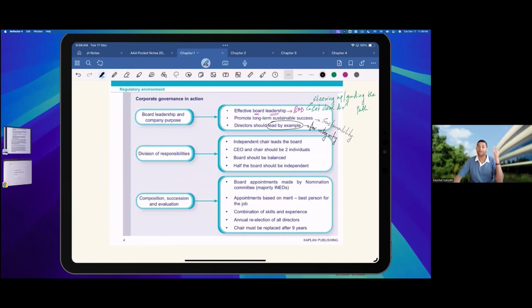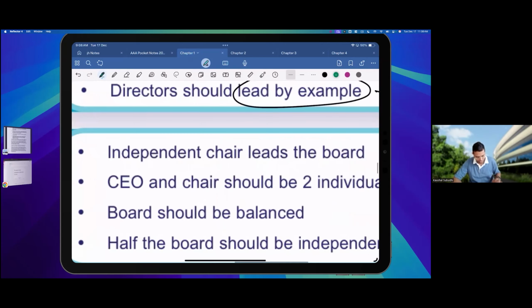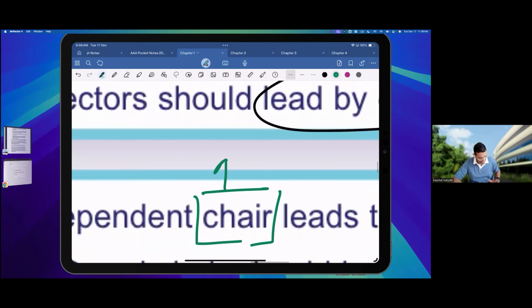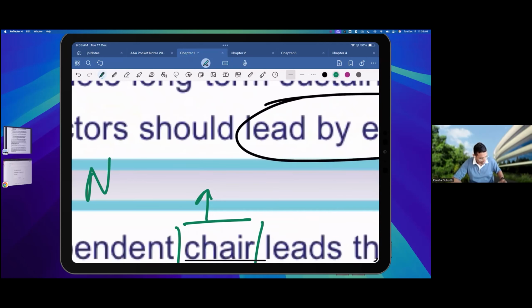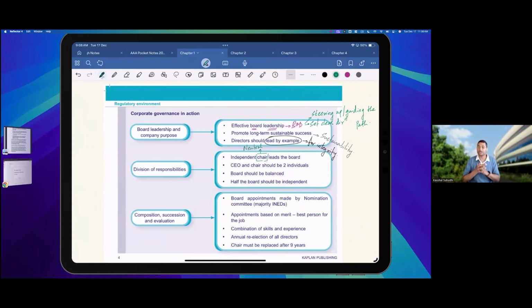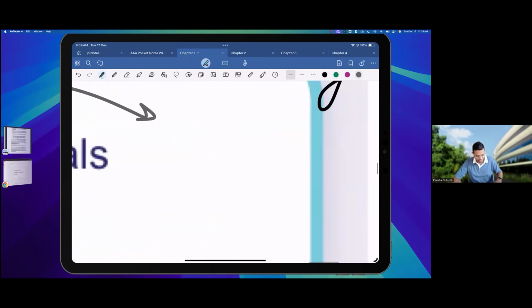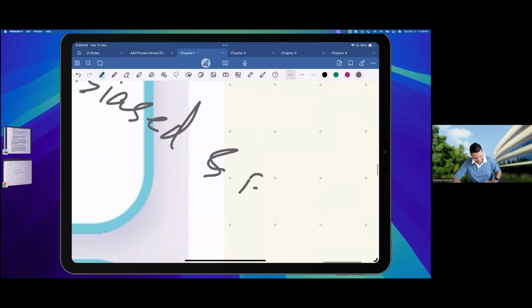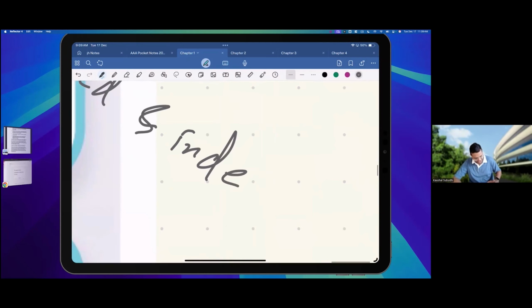So there has to be an independent chair who leads the board. Independent chair refers to a neutral person. We call it chairman, right? So his objective is to be neutral. That's the most important thing over here. And what exactly is he going to lead towards? He's going to lead towards unbiased and independent decision making.